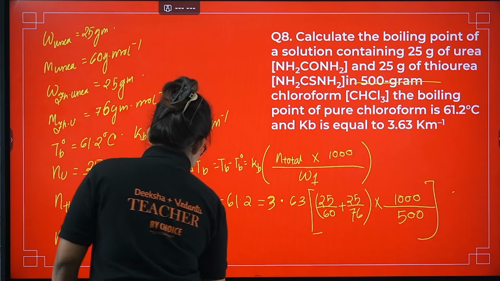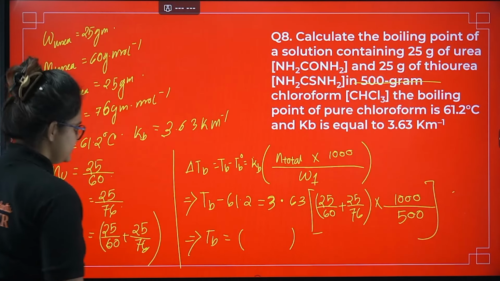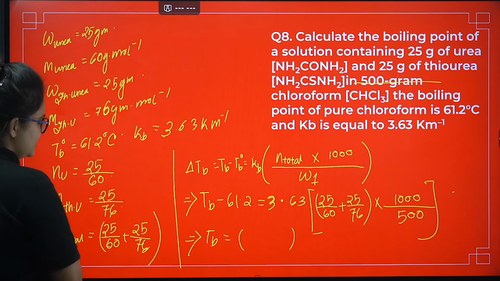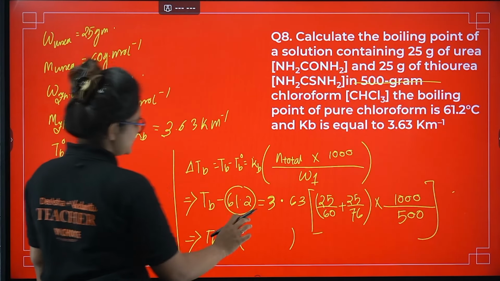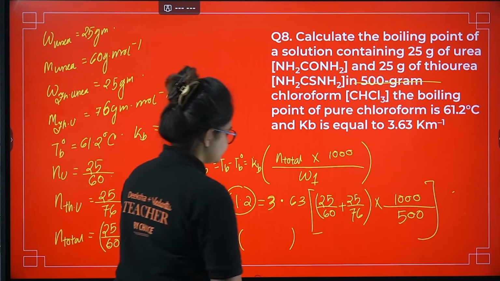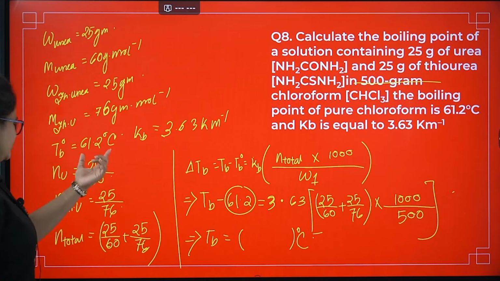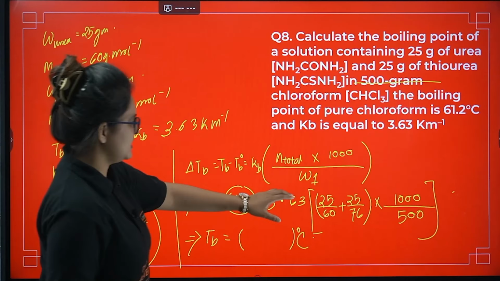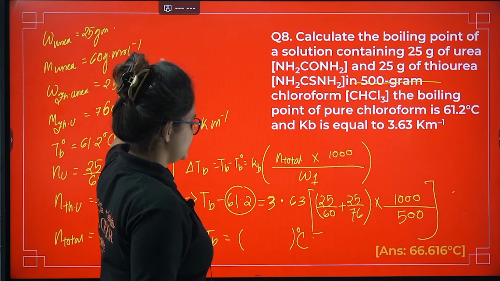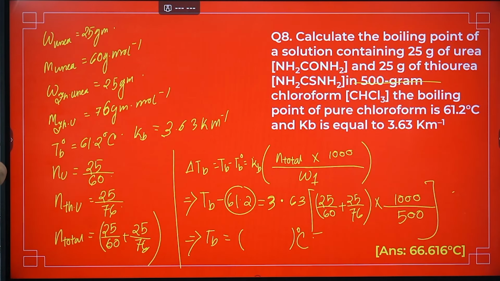So from here if you just calculate TB, you will get your answer in degree Celsius, because here I did not change the unit, I kept it in degree Celsius only. I did not do the calculation here. You can do the calculation and directly put it into the equation as well. So your answer will be something like 66.616 degrees Celsius. I guess this is clear to you.